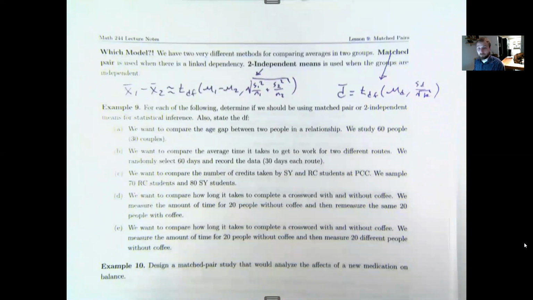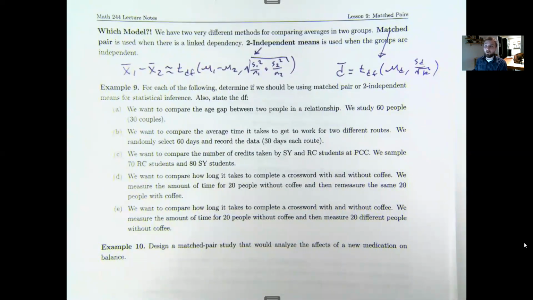So I'm going to take a look at example 9 where I'm seeing a whole bunch of different scenarios, and I'm just going to try to figure out, is this matched pair or is this two independent? And in each of these scenarios, I'm also going to see if I can figure out what the degree of freedom is, or at least what a reasonable estimate should be for that degree of freedom. I'm going to read through each of these problems, and then I'm going to suggest that you pause the video after I read through it and see what you are thinking.